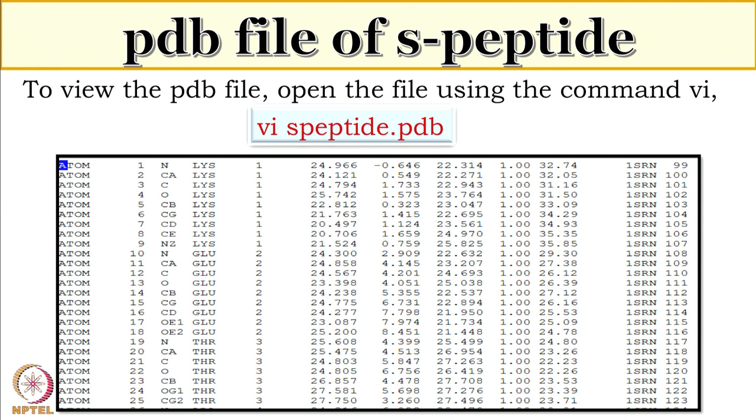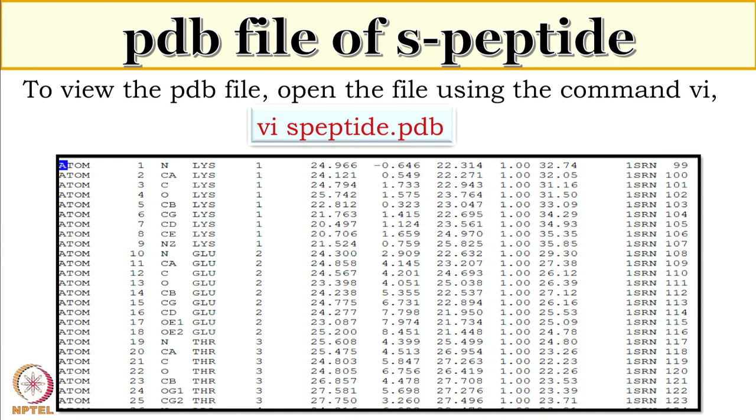How many sites are there for LYS? There are about 8 to 9 sites for lysozyme. Then there will be another amino acid, glutamine, then alanine. The speptide.pdb file has to be downloaded from the RCSB site, the Protein Data Bank site, into your directory. So this is the PDB file of the peptide.